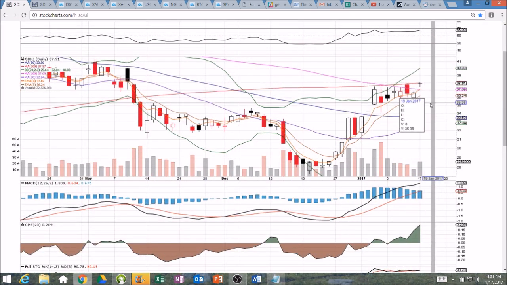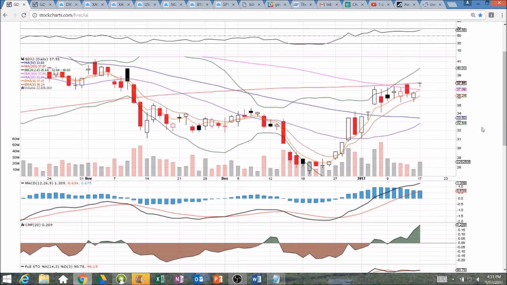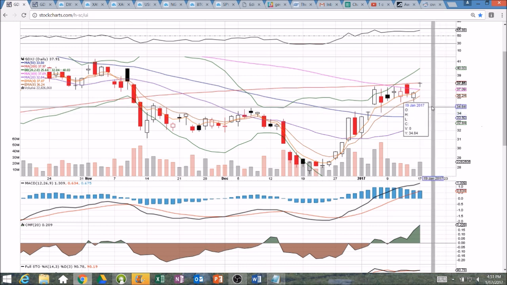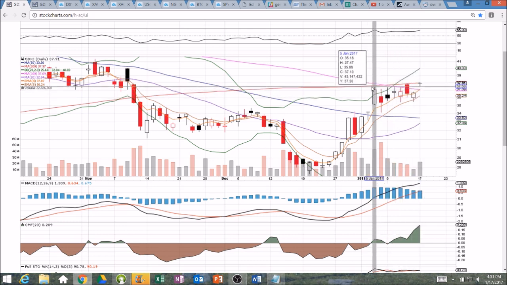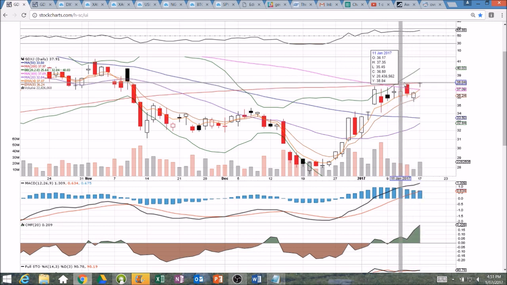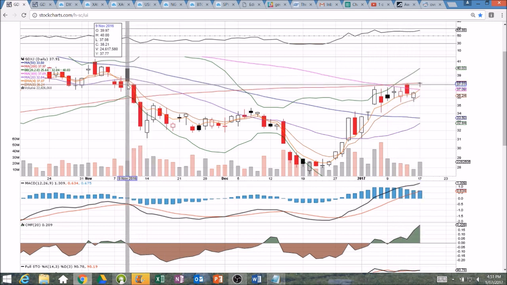GDXJ is right at the 200-day moving average resistance of 37.97. We did reject from that level. Same story, haven't filled the gap. Bulls held up nicely. The gap will fill at 36.76. We're only slightly higher than we were January 5th. Next resistance after 38.08, looking up at 38.90 and 39 psychological.